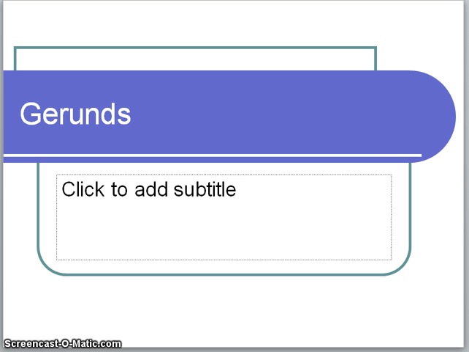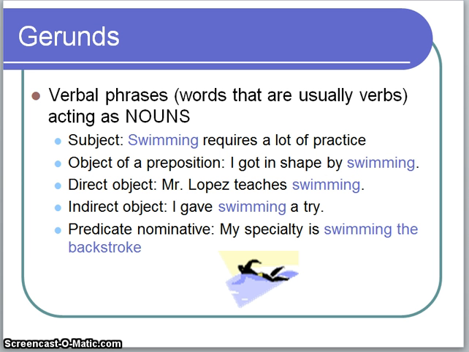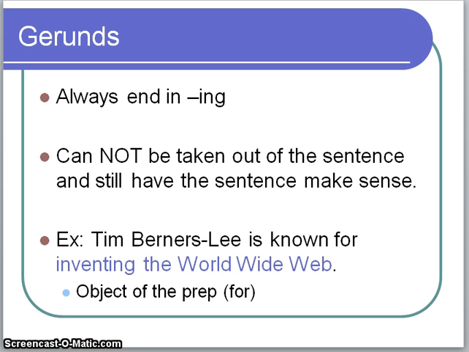Now, the second type of verbal phrase is a gerund. And if you remember, gerunds are verbal phrases that act as nouns, so they can be any of the things that nouns can be in a sentence: subject, object of a prep, direct or indirect object, or a predicate nominative. Gerunds always end in ing, but because they're nouns, they cannot be taken out of the sentence.